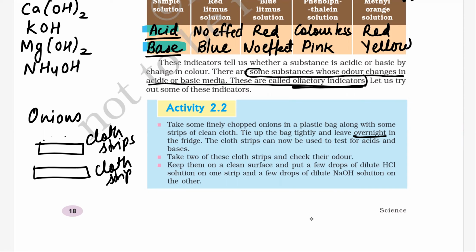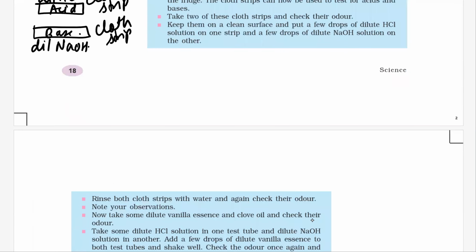So two cloth strips are taken. On one, a few drops of dilute HCl are poured, and on the other, dilute NaOH is poured. Dilute HCl is an acid and dilute NaOH is a base. Now they are asking what will be your observation.